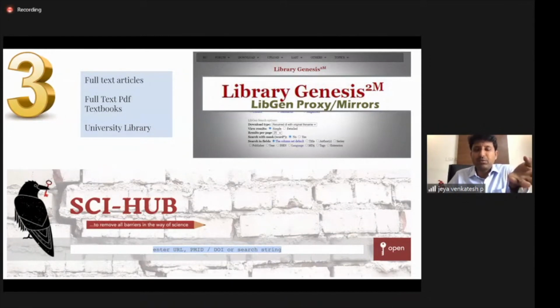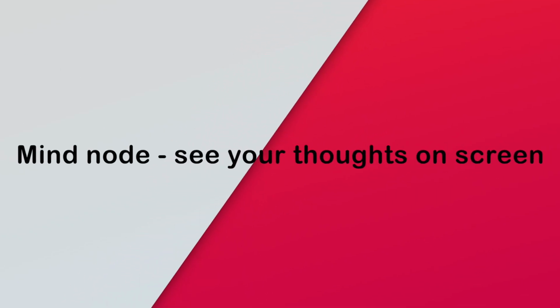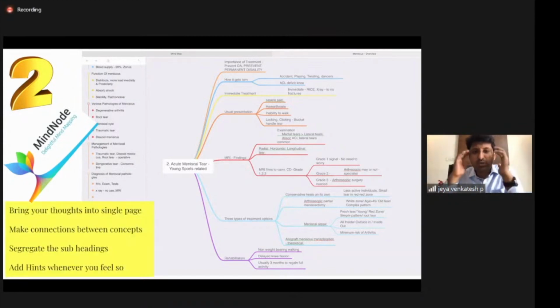Or if you have access to a university library, that's well and good. Or you can ask one of your friends abroad to give you the full text article. Well, this is another one called the mind map or MindNode. When you gather information together and want to assemble it, MindNode is like arranging your thought process in a single page.